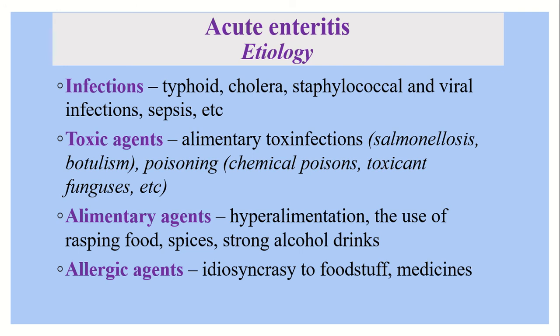First, the infections such as the typhoid, cholera. About the enteritis we'll discuss in detail during the infection diseases. For example, in the cholera we'll discuss the cholera enteritis, during the typhoid, also during the sepsis. Toxic agents, the alimentary toxin infections such as the salmonellosis, botulism, poisoning. Alimentary agents, hyperalimentation, the use of the rasping food, spices, strong alcohol drinks. Allergic agents, idiosyncrasy to foodstuff, medicines.